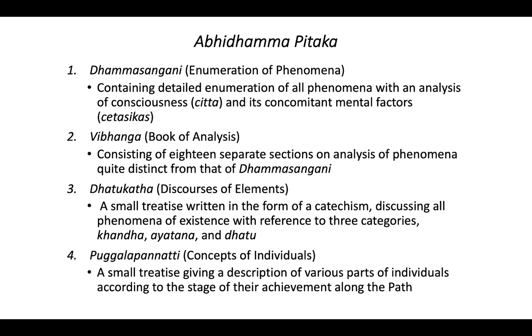Dhammasangani, another name is Enumeration of Phenomena, containing a detailed enumeration of all phenomena with an analysis of consciousness and its concomitant mental factors, citta and cetasika. Vibhanga, Book of Analysis, consisting of 18 separate sections on analysis of phenomena, quite distinct from that of Dhammasangani. Dhatukatha, Discourse on Elements, a small treatise written in the form of a catechism, discussing all phenomena of existence with reference to three categories: 5 khandha, 12 ayatana, and 18 dhatu.